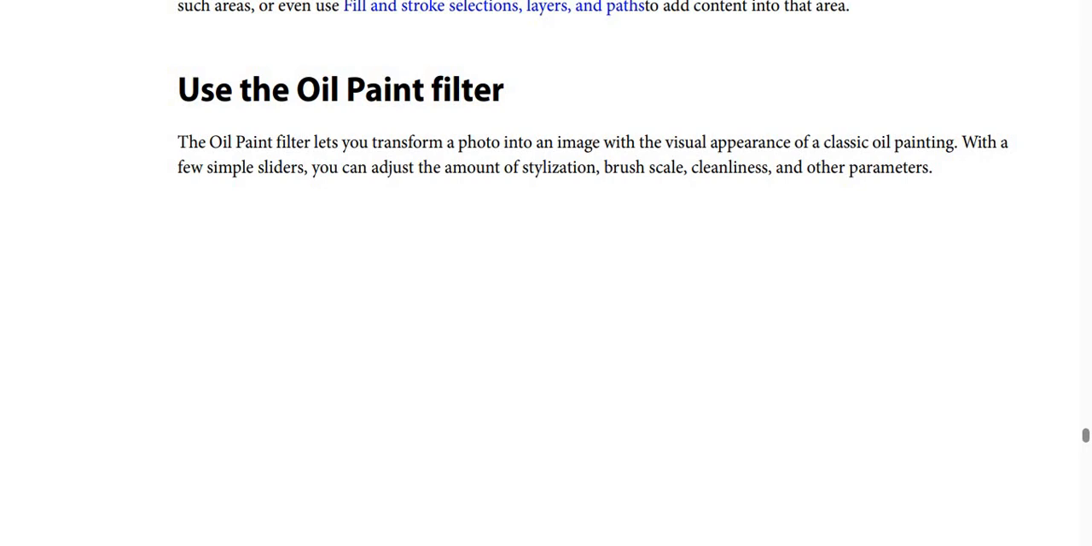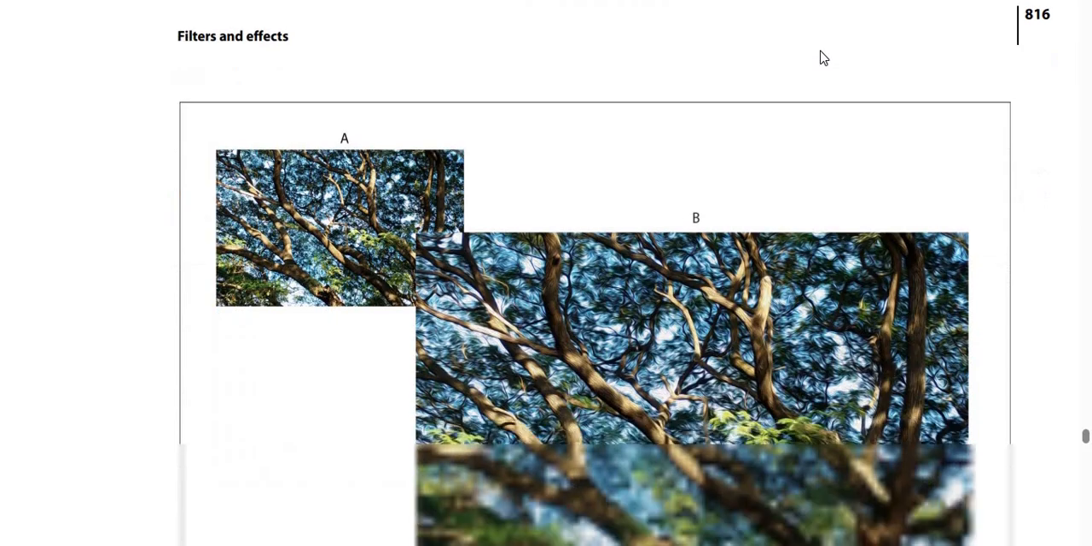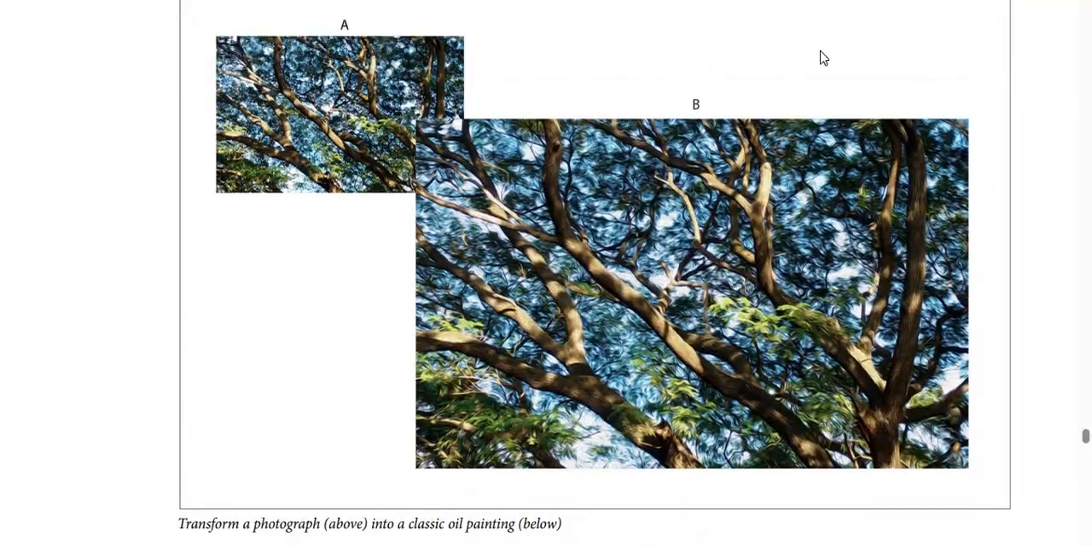By the way, the oil paint filter lets you transform a photo into an image with the visual appearance of a classic oil painting. And with a few simple sliders, you can adjust the amount of stylization, brush scale, and cleanliness, and other parameters, like in the next image and next screenshot.